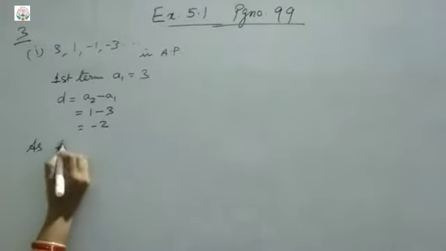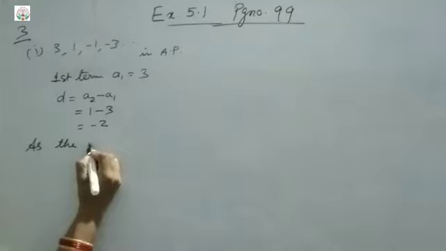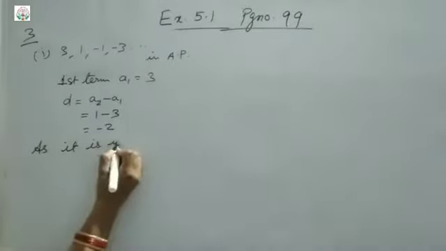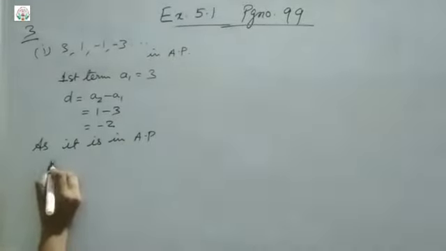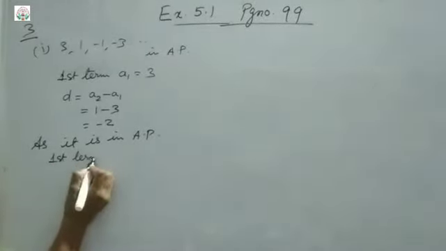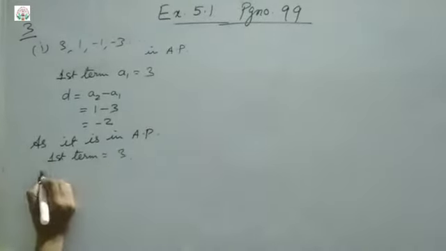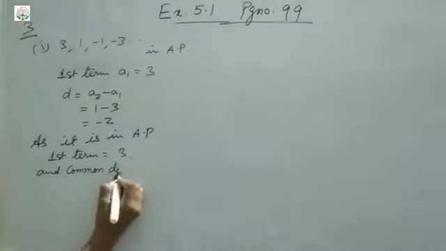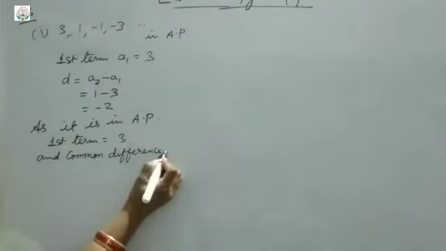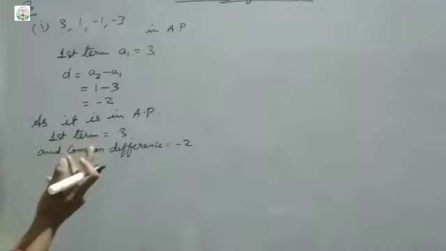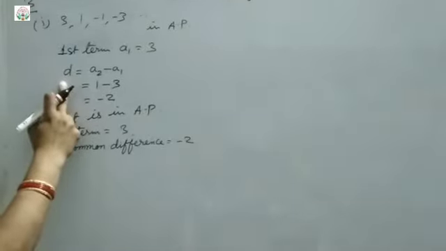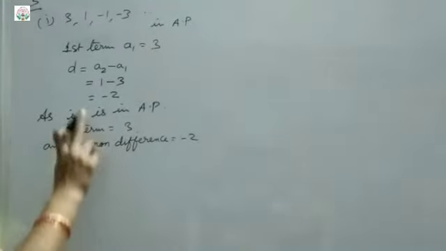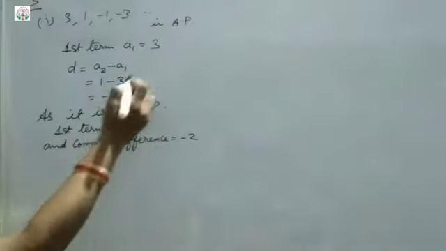So in this case, as it is in AP, first term equals 3 and common difference equals minus 2. Only one time also if you find it, you will get the answer correctly, because you know that the sequence is in AP. That is why we are not finding the other two values. Otherwise you can find for this also.